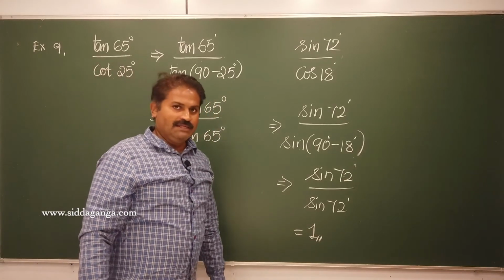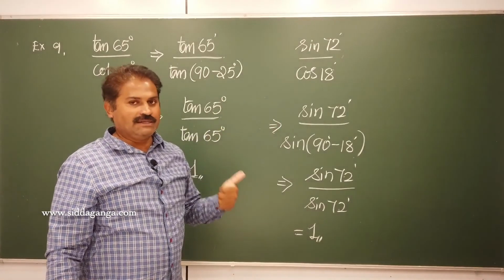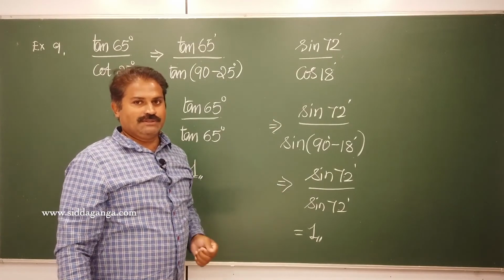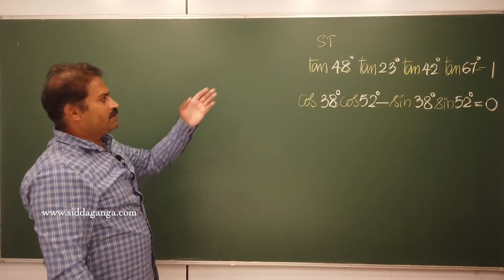So for complementary angles, first you need to find out whether the sum of those two angles is 90 degrees or not. If that is the case, then you can directly go into the complementary ratios. Here is the second main problem. So we'll start with the first problem.